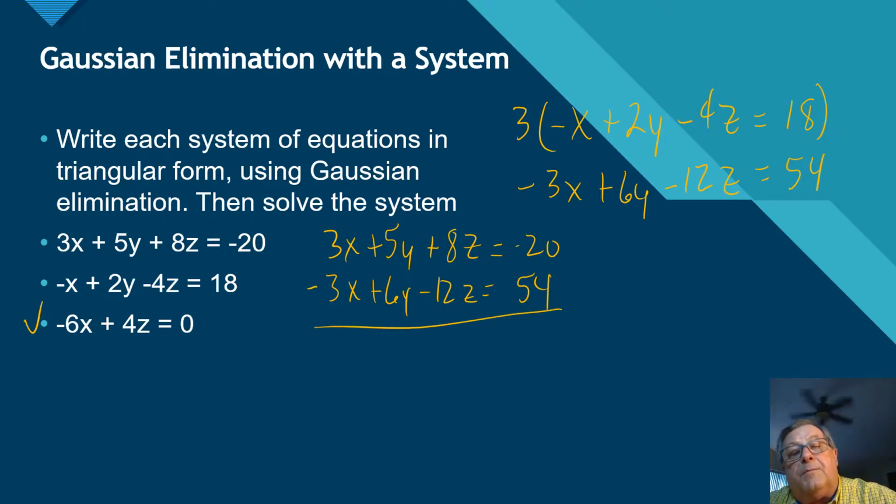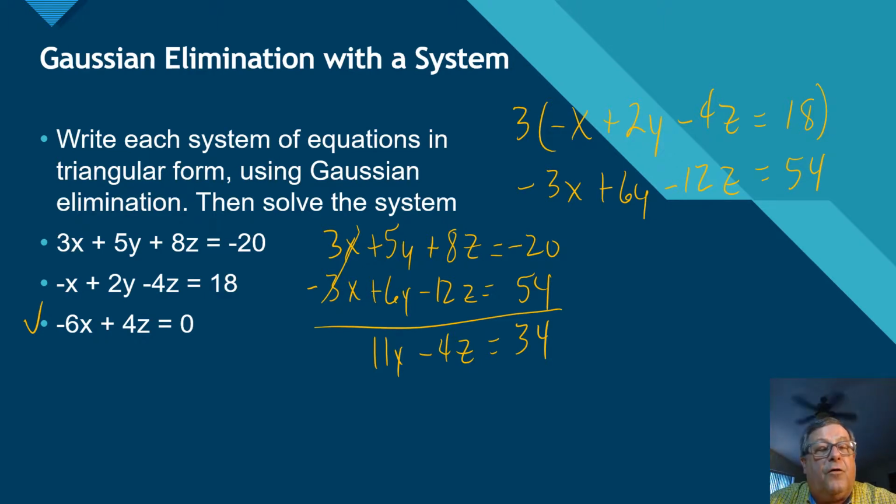The positive 3x and negative 3x cancel. The x variable is eliminated between those two equations. Then I've got 5y plus 6y, which is 11y, and 8z minus 12z, which is negative 4z. And negative 20 plus 54 equals 34.